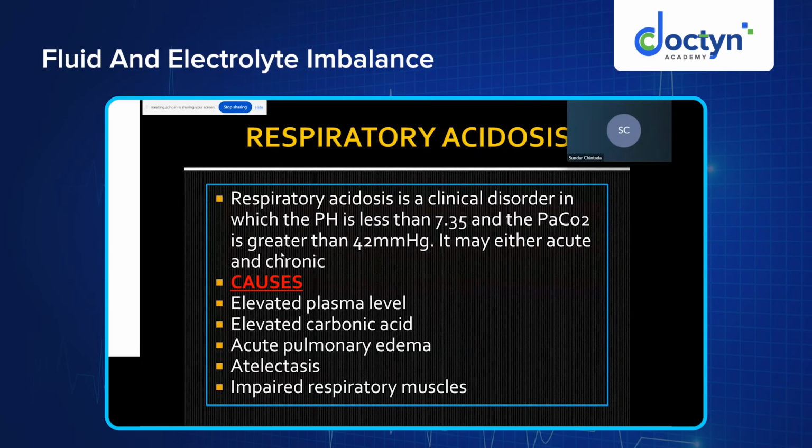So what are the causes of respiratory acidosis? Elevated plasma carbonic acid, acute pulmonary edema, interstitial fluid, either cardiogenic or pulmonary, leakage of fluid into the interstitium, collapse of the lungs, atelectasis zones, and impaired respiratory muscles. Because of that, proper inhalation and exhalation are not taking place, and there is retention of carbon dioxide. The pH falls, and there is respiratory acidosis.